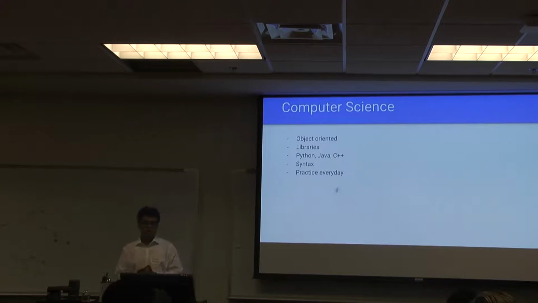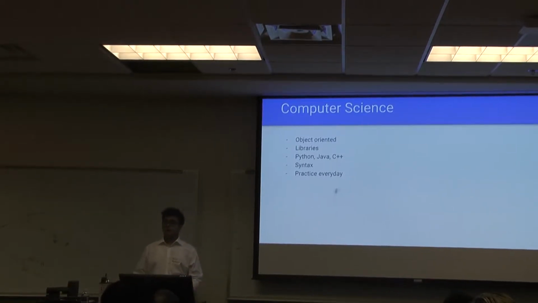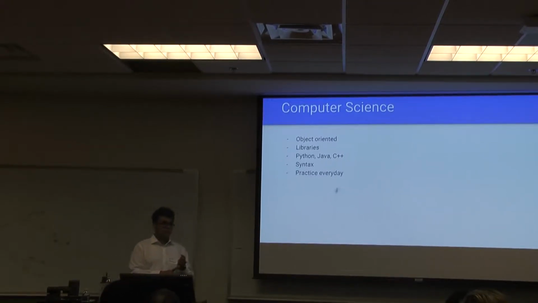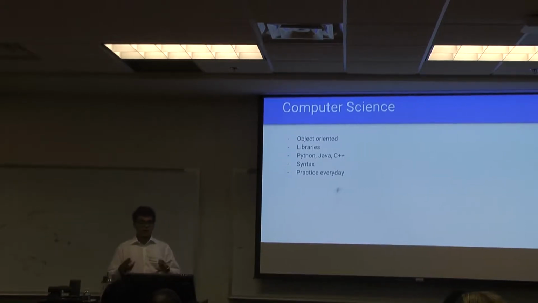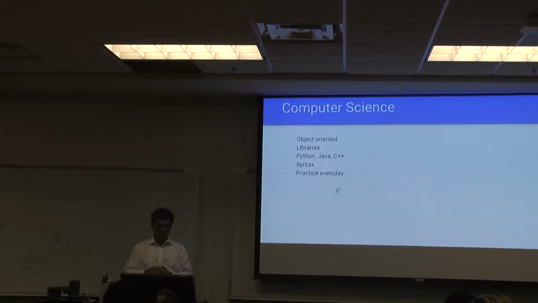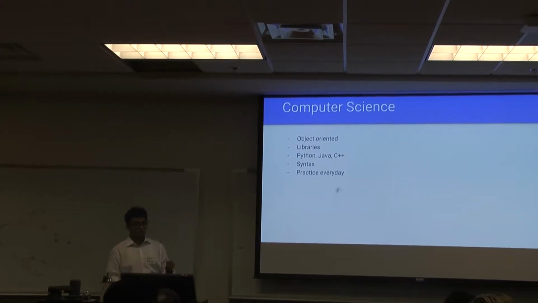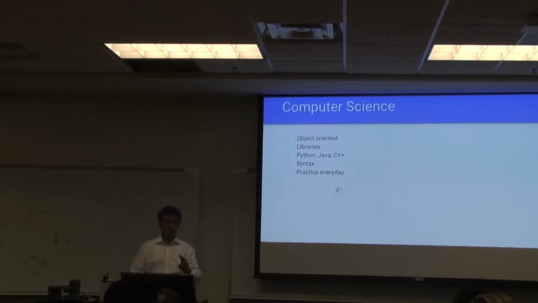Okay, so knowing computer science is extremely important in order to be a data scientist, right? So knowing an object-oriented programming language and knowing most of the libraries pertaining to that language is really important. So for example, knowing your libraries in Python, Java, or C++, knowing an object-oriented language like those 3 is extremely important.